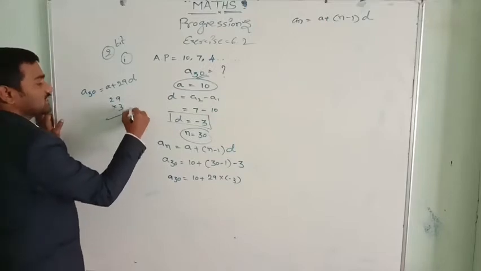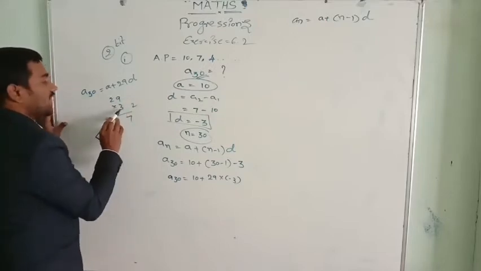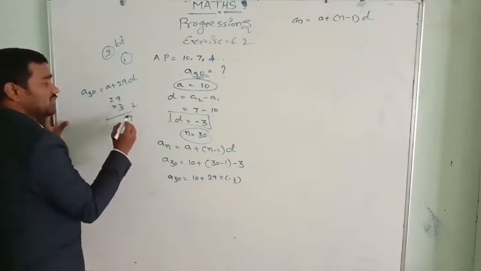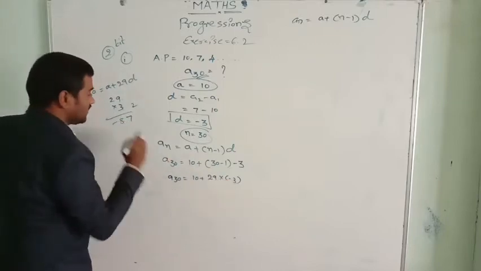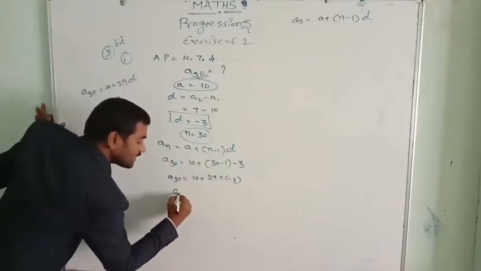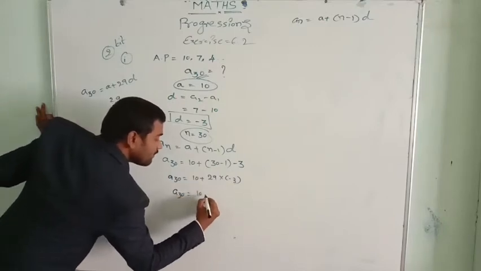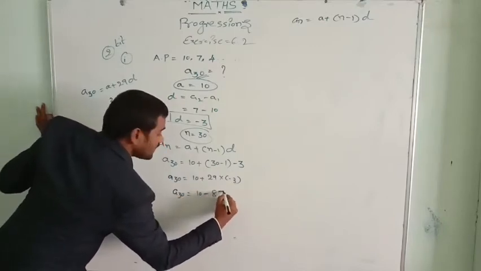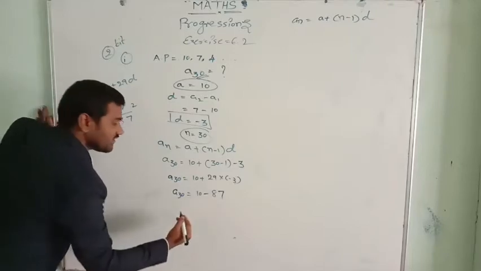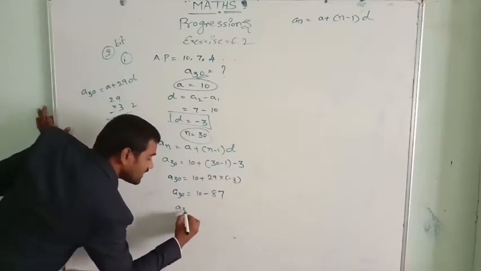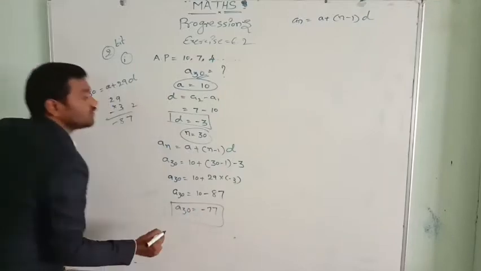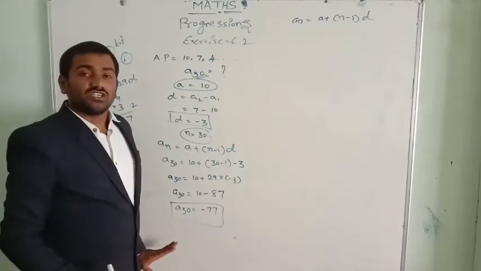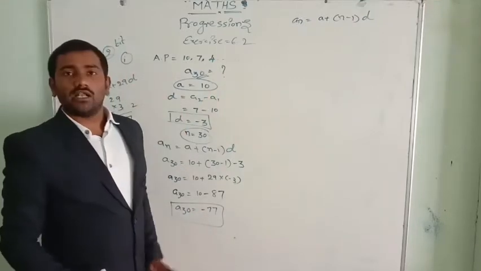3 nines are 27, 2 carries. And 3 twos are 6 plus 2, 8. Minus 87 here, since it is minus 3. So A30 equals 10 minus 87. From 10 you subtract 87, so we get minus 77. So this is the answer for the 30th term of this arithmetical progression.